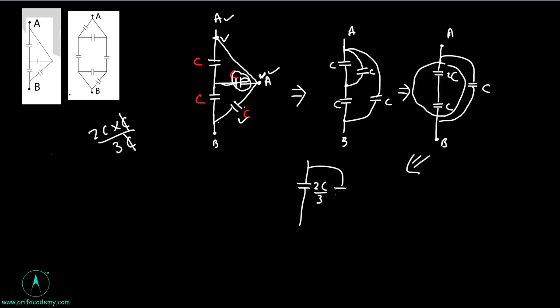2C by 3 is in parallel with this capacitance, and this is A and B, and these two capacitors are in parallel, so their equivalent will be CAB equals 2C by 3 plus C, 5C by 3. So this is their equivalent capacitance. Now I'm going to take this circuit, the other one, and it will be solved in a similar manner.